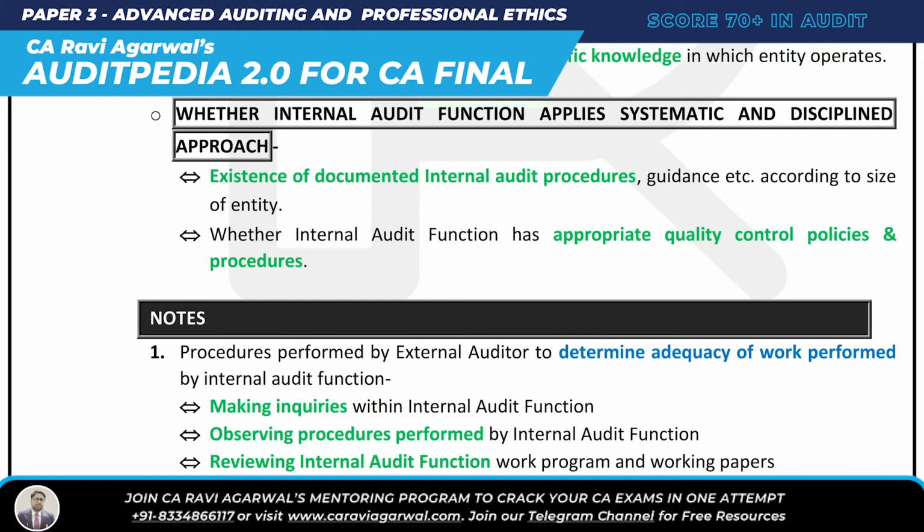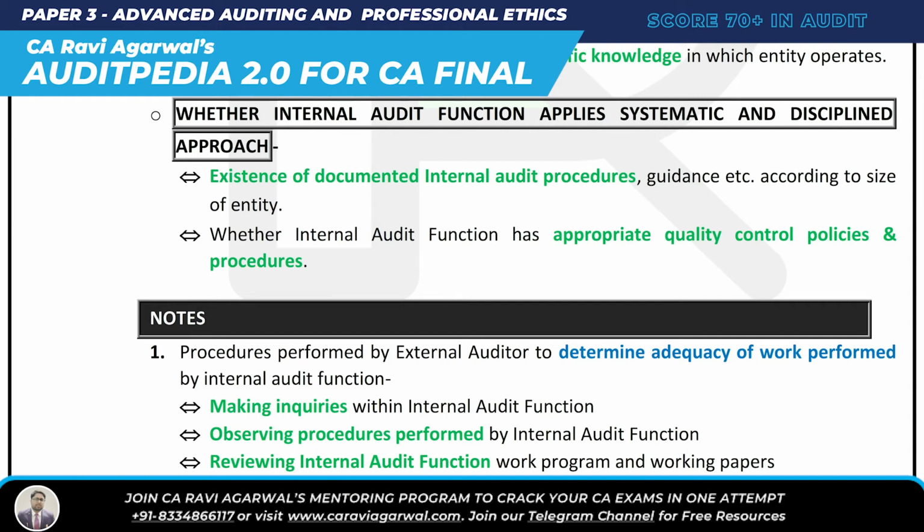Then I have a few notes. See, I hope you guys are following Auditpedia 2.0. You must follow. It's a fabulous book. It took me years to make it, but now it's for you. Alright then, notes: procedures performed by the external auditor to determine the adequacy of work performed.